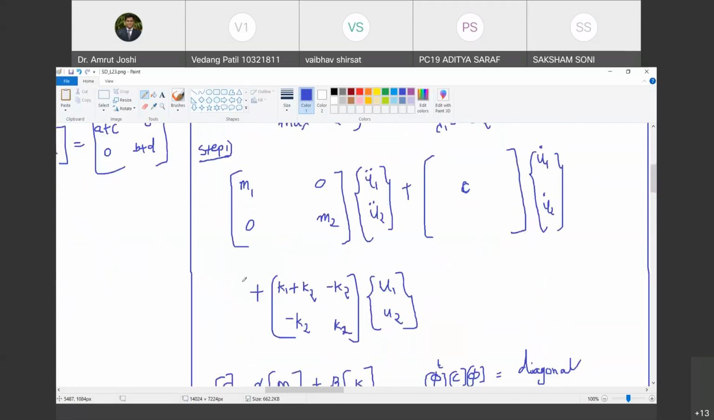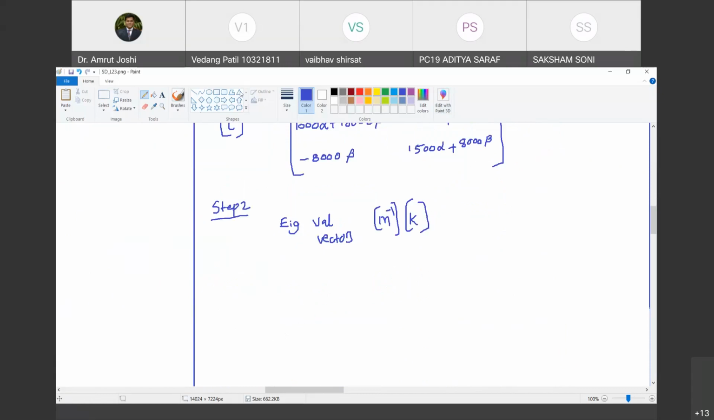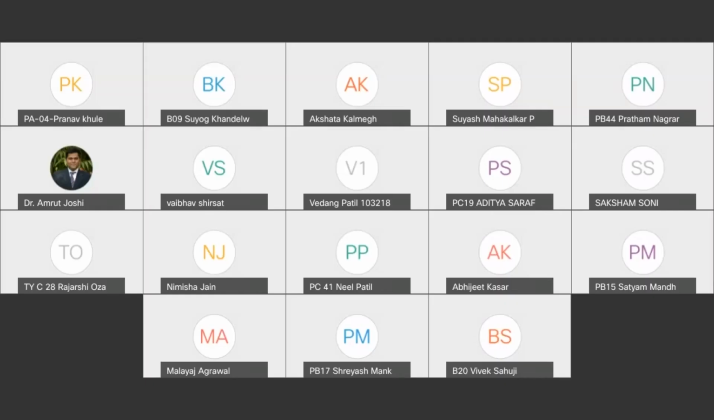What is the next step? Step number 2. We are going to find out eigenvalues and eigenvectors of M inverse K. Do you agree with me? Are you with me? Yes, sir. So the eigenvalues and eigenvectors of M inverse K is what we have to find out. So let us do that online. One minute. Share screen.